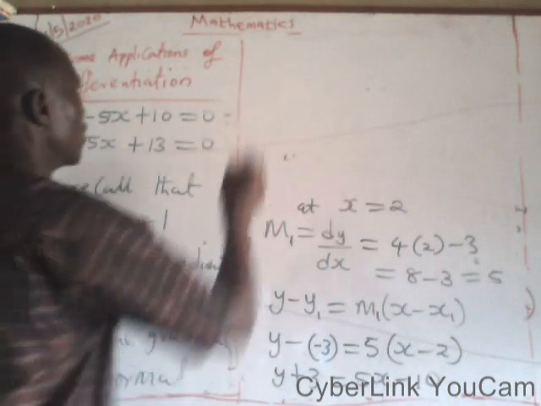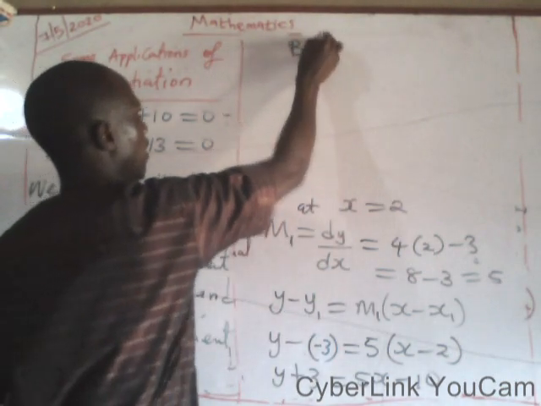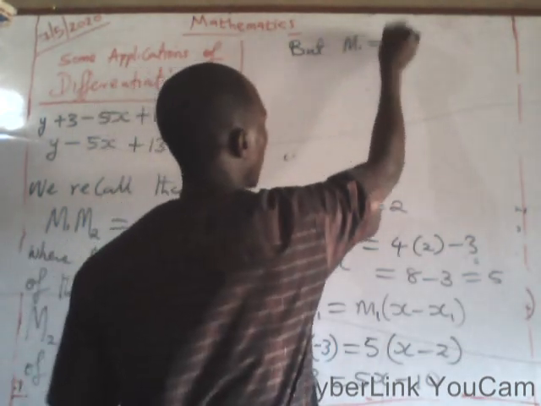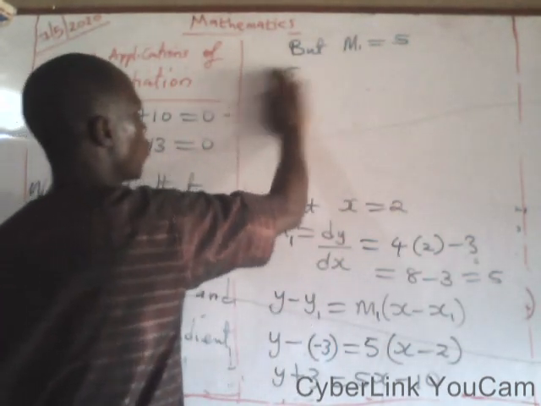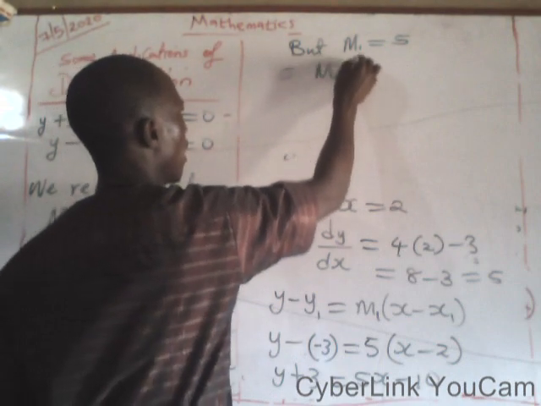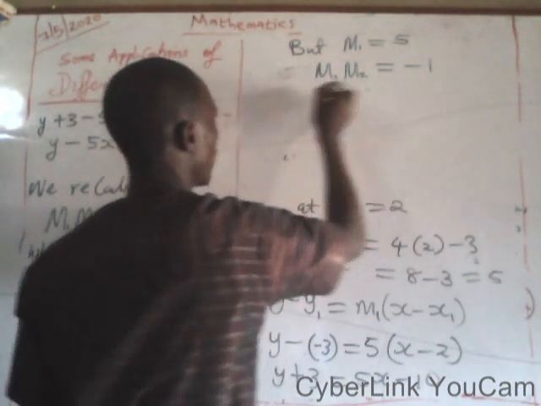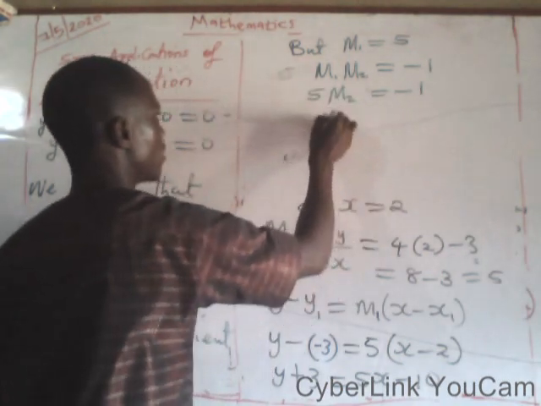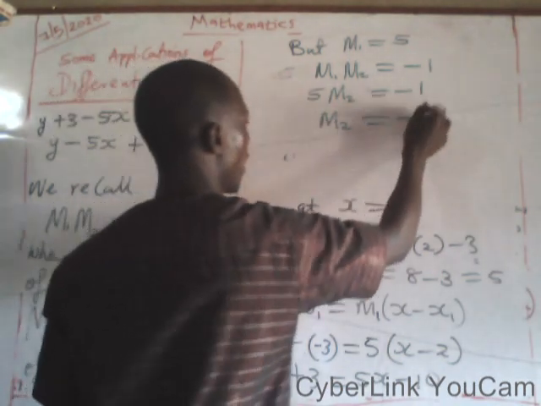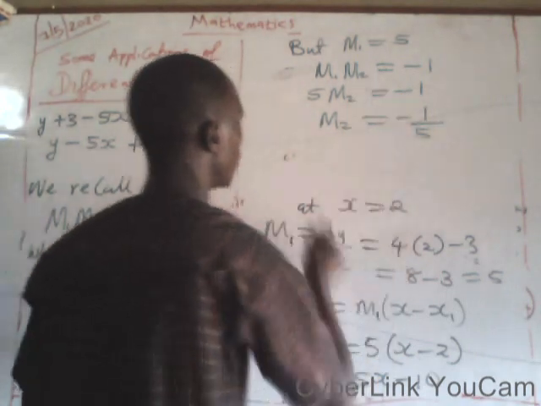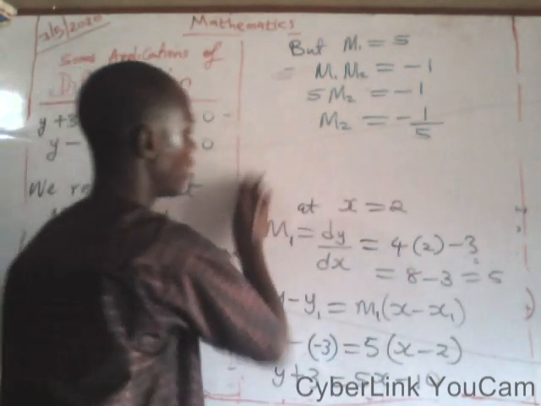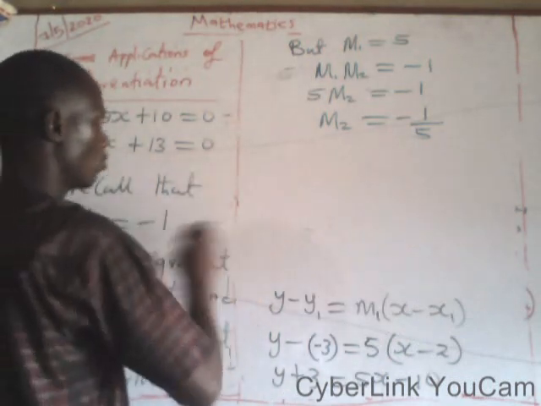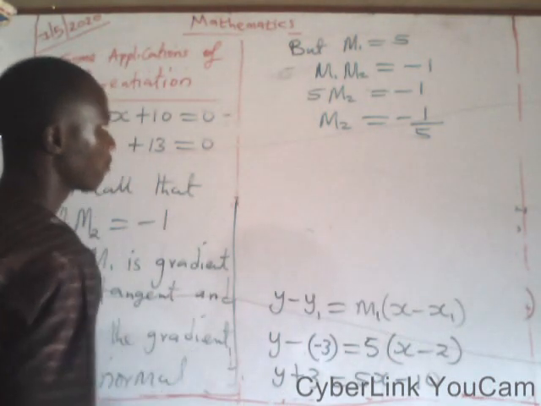But M1, the gradient of the tangent, is 5. And we know that M1 M2 is equal to minus 1. That means 5M2 is equal to minus 1. That means M2 is equal to minus 1 all over 5. By the time you divide both sides by 5, I think you are in the highest class as far as O level is concerned. So you don't need to be told to divide both sides by anything.